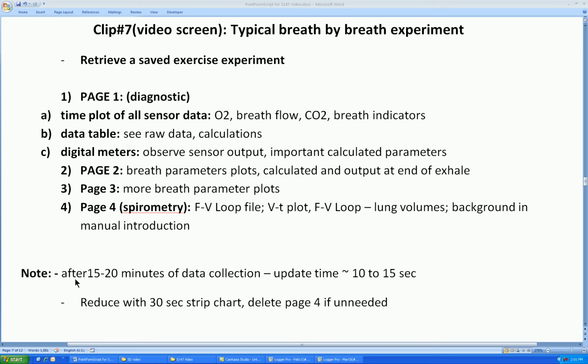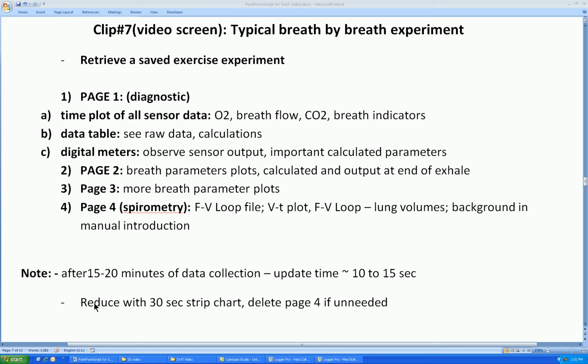As an aside, you will notice that after 15 to 20 minutes of data collection, the update or refresh time in the table and the graph becomes fairly slow, 10 to 15 seconds. You must realize we're dealing with a very large amount of data in this time. We're talking about a couple hundred thousand data points plus 40 or 50 calculations at each of those data points, so the software is working quite hard.